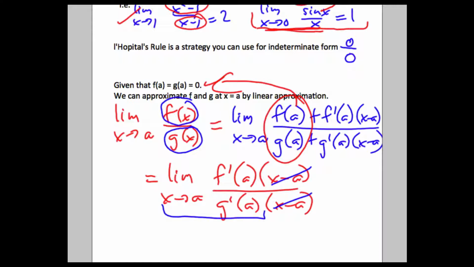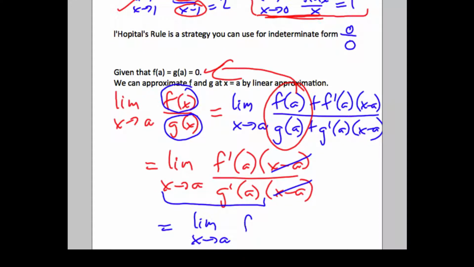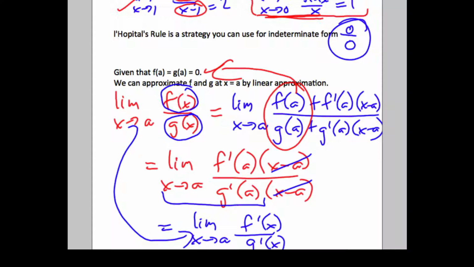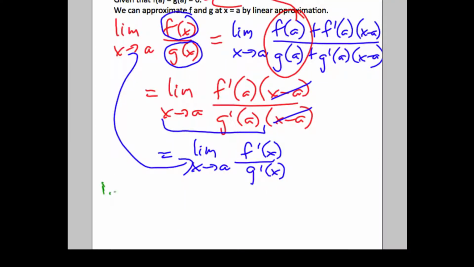And so this statement is equivalent to this as I approach a. We're assuming that f and g are differentiable at this point. And we're coming up with this result, which says that the limit of f over g, where f over g is an indeterminate form 0 over 0, I will get the same answer if I take the derivative of the top and the derivative of the bottom. That's L'Hopital's rule.